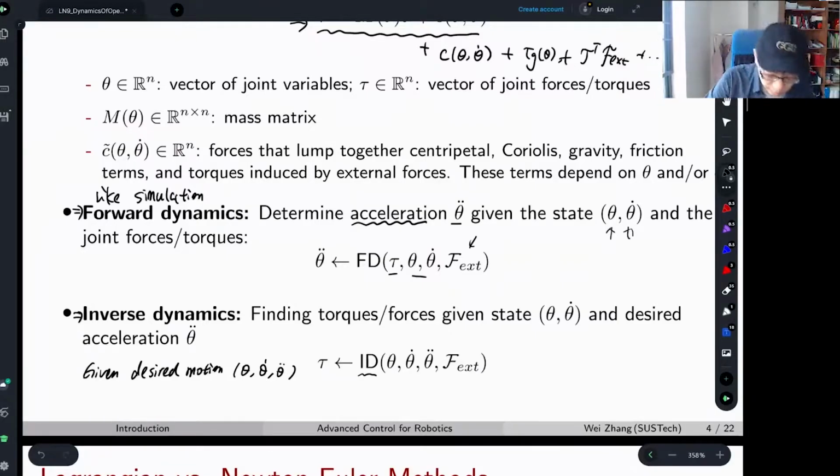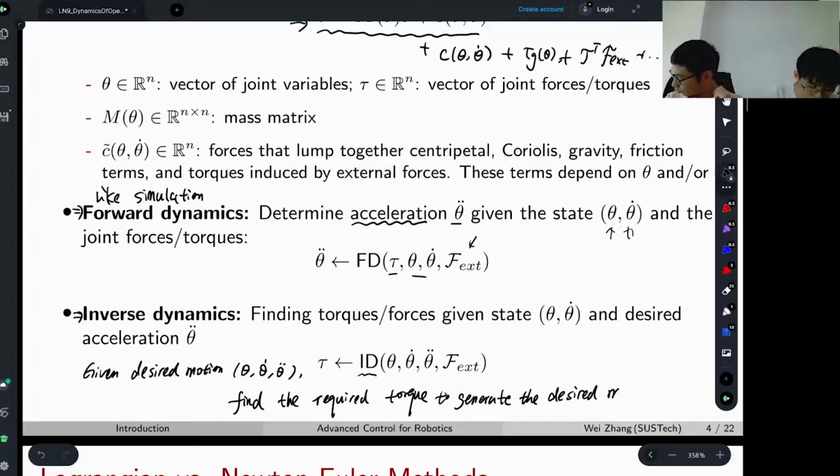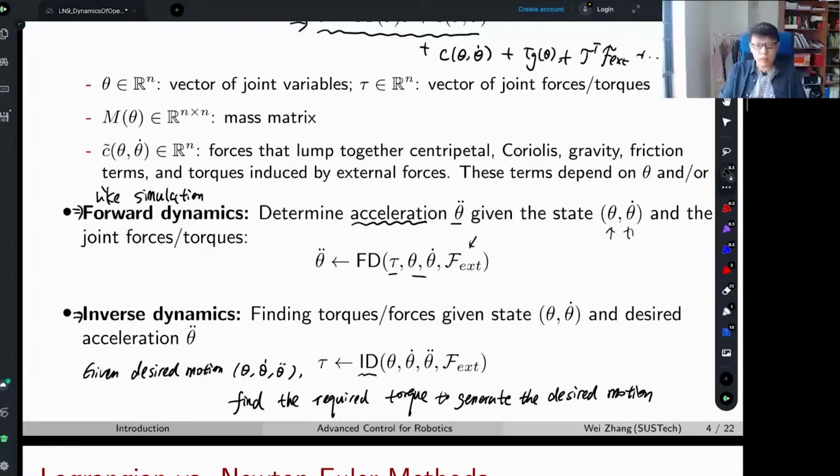Motion is those joint variables' time derivatives, a signal of the trajectory of the joints. And I want to find the required torque to generate the desired motion. If you want a particular path, you want to find out what torque can generate that motion. That's inverse dynamics. It turns out numerically, this one is conceptually easier.